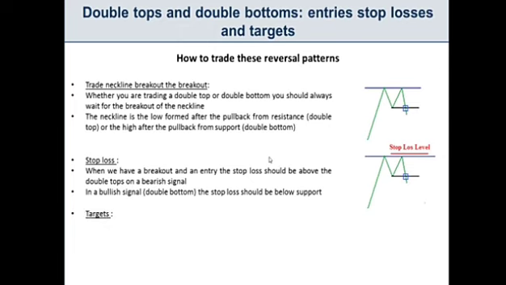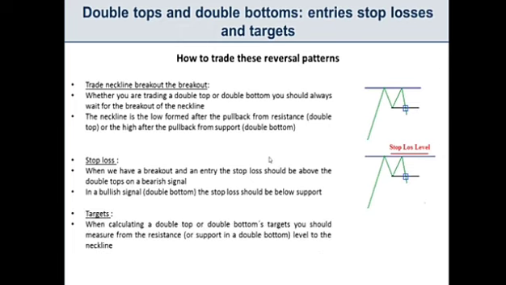Now for the targets, the calculation of the targets are fairly straightforward. When calculating a double top or a double bottom's target, you should measure from the resistance, or support in a double bottom, of course, level to the neckline. When you have the measurement in pips, you should extrapolate it to the breakout zone.